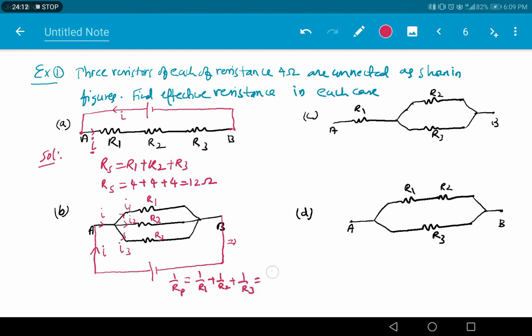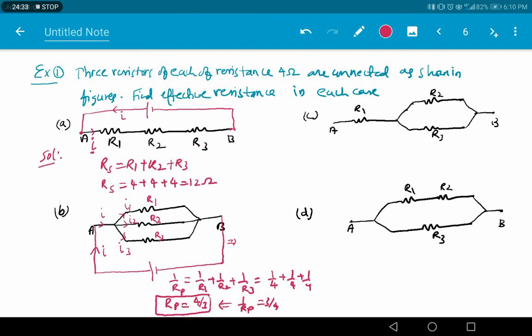So you can write 1 by 4 plus 1 by 4 plus 1 by 4. 3 by 4 is 1 by RP. Then what is the RP value? Effective resistance is equal to 4 by 3.